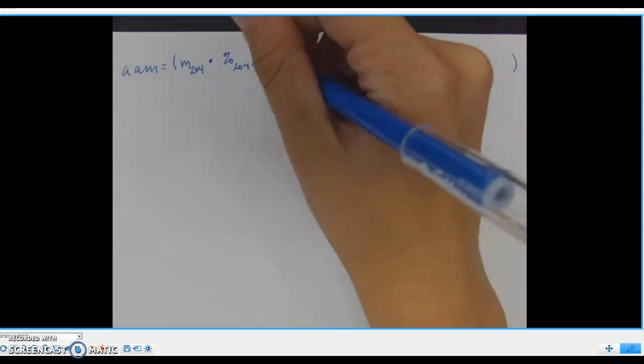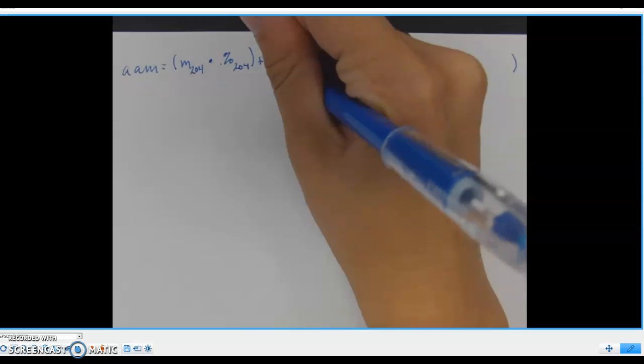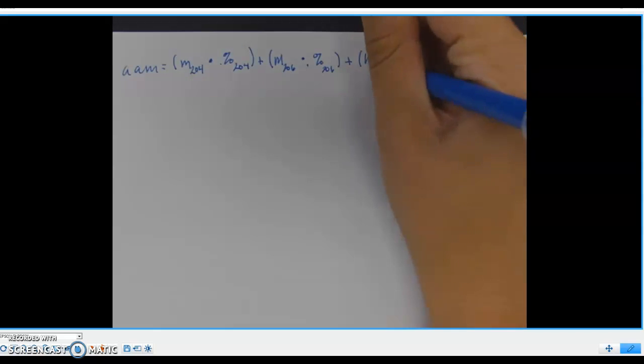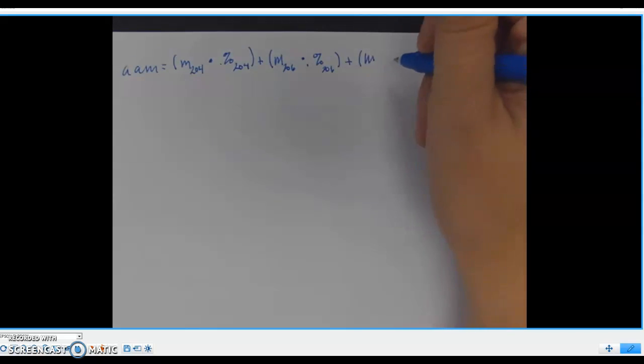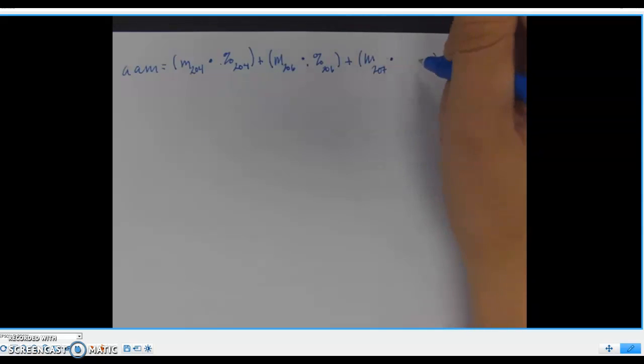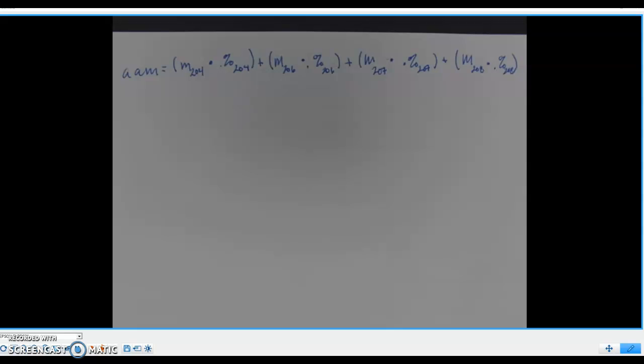Okay. So we also had a second isotope, which was 206. And then we had another isotope, which was lead-207. And then our last one was lead-208. So this is the equation that we're going to use. Now let's make a list of knowns and unknowns from that problem.